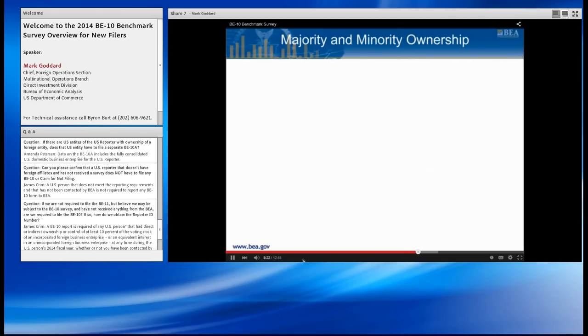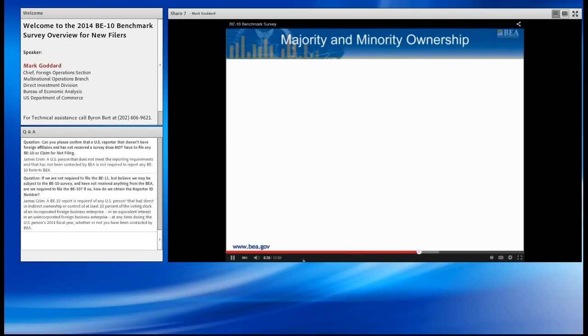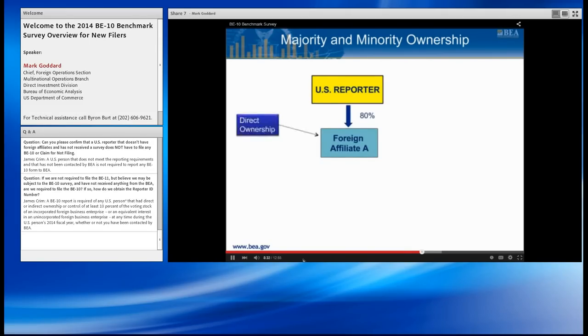Here's an example of how to determine ownership of a foreign affiliate. This U.S. reporter owns 80% of foreign affiliate A, which makes foreign affiliate A majority-owned directly by the U.S. reporter. Foreign affiliate A directly owns 70% of foreign affiliate B. We get the indirect ownership of the U.S. reporter in foreign affiliate B by multiplying 80% by 70%, which is 56%. Because the indirect ownership of foreign affiliate B by the U.S. reporter exceeds 50%, foreign affiliate B is majority-owned indirectly by the U.S. reporter.